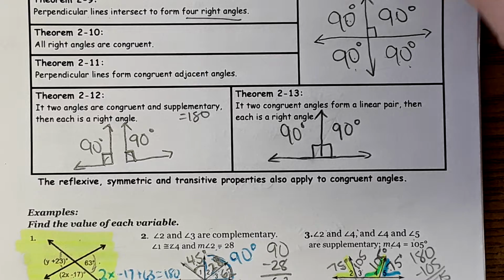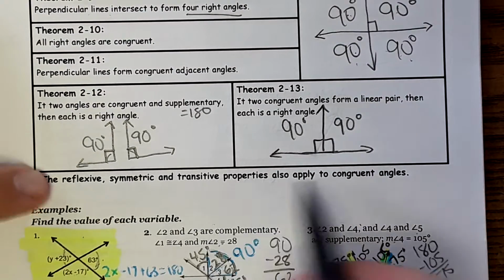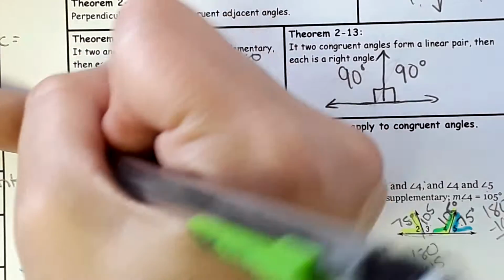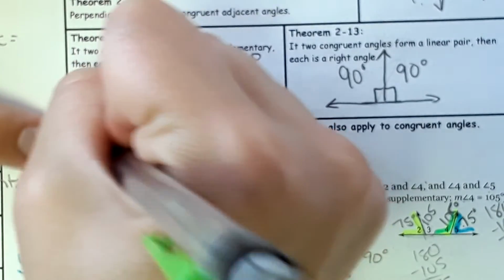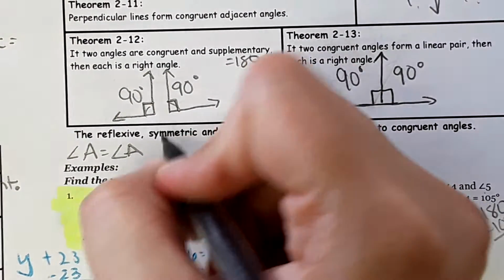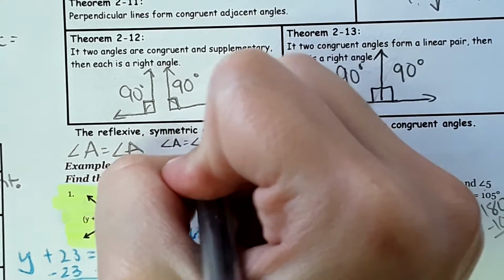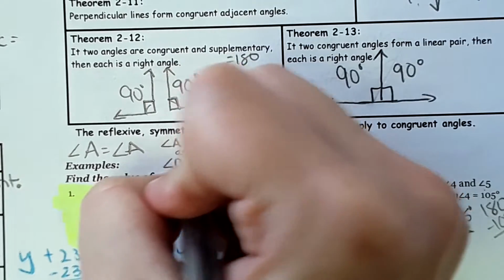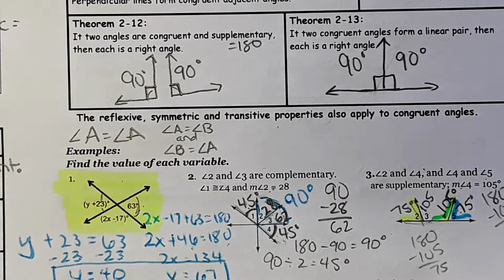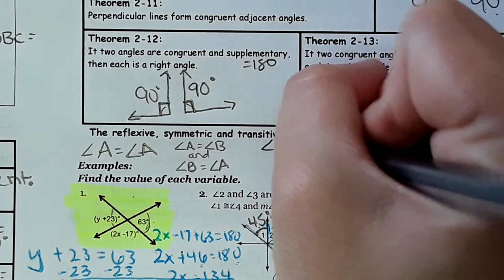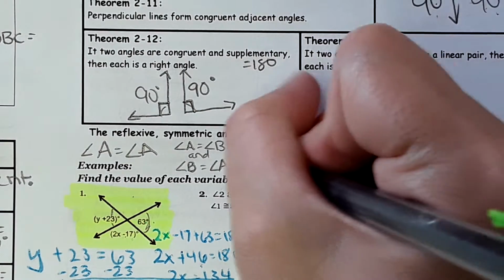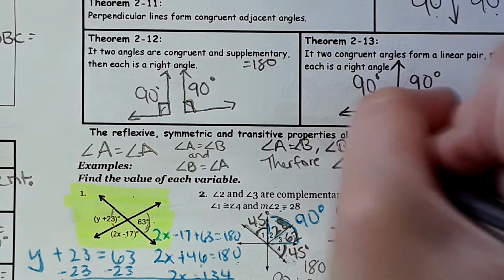Okay, thank you. Next. Something that is just a small little note down here: the reflexive, symmetric, and transitive properties also apply to congruent angles. So remember, reflexive, and I'll apply this to angles: angle A equals angle A. Symmetric would be angle A is equal to angle B, and angle B is equal to angle A. And then transitive would be angle A is equal to angle B, angle B is equal to angle C, therefore angle A is equal to angle C.